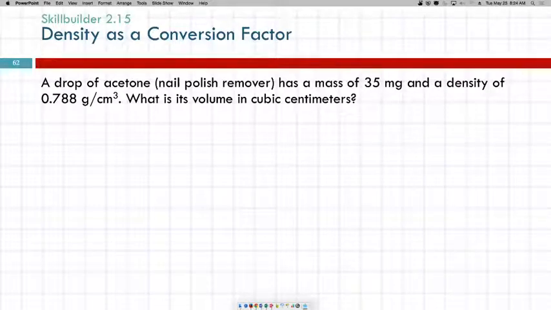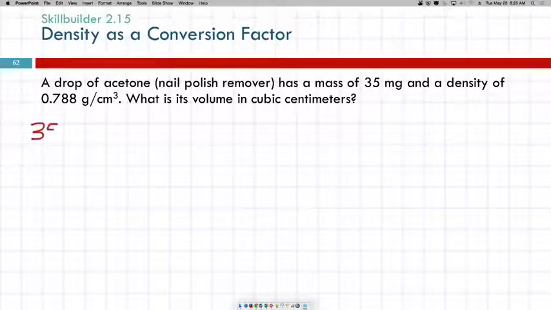Let's do another example. A drop of acetone, that's the important ingredient in nail polish remover, has a mass of 35 milligrams and a density of 0.788 grams per cubic centimeter. What is its volume in cubic centimeters? So this question is a little nicer because it actually gives us a unit to look for. Well, let's write these numbers down.